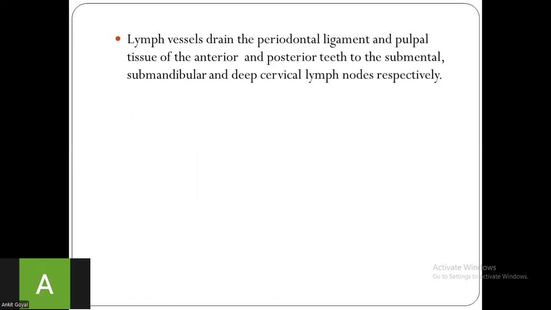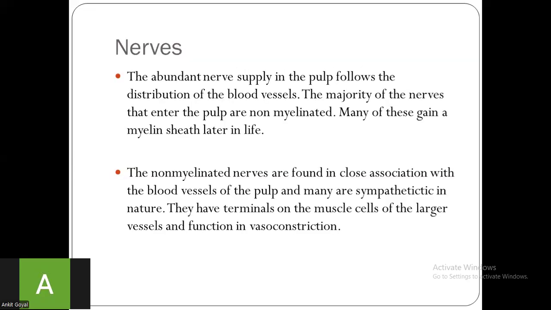Lymph vessels drain the periodontal ligament and pulp tissue of anterior and posterior teeth to the submental and submandibular and these cervical lymph nodes respectively. Now the nerves.